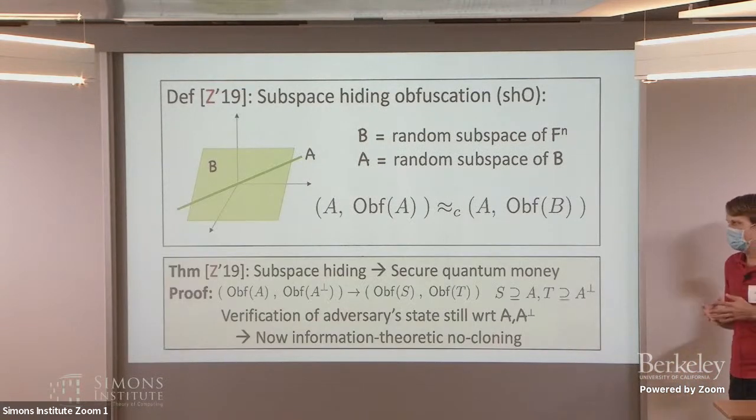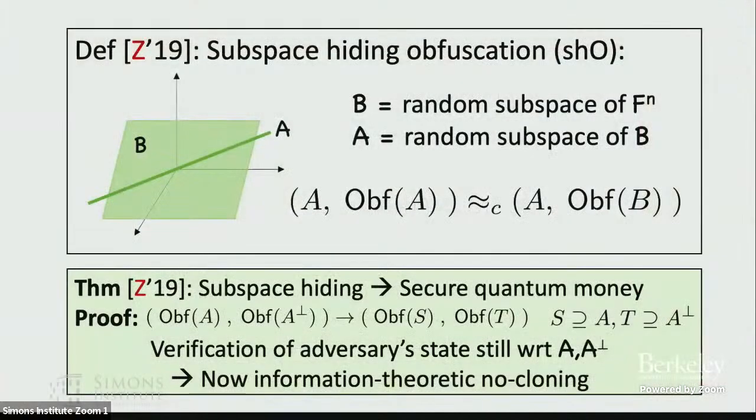And then if you have subspace hiding obfuscation, that's actually enough to instantiate the Aaronson-Christiano quantum money scheme. How do you do it? What does the proof look like? So here's your honest quantum money serial number. And remember the banknote is the subspace state for A. What I'm going to do is use the subspace hiding obfuscation security to define a fake world, or an imaginary world, where my public key actually is obfuscating some superspace of A, I'll call it S, and also obfuscating some superspace of A perp, call it T.